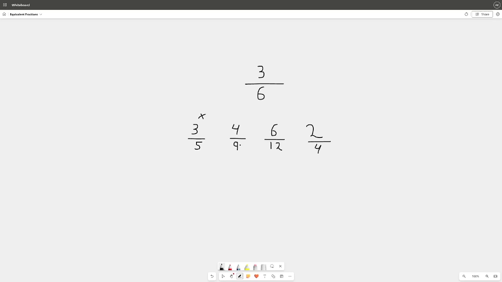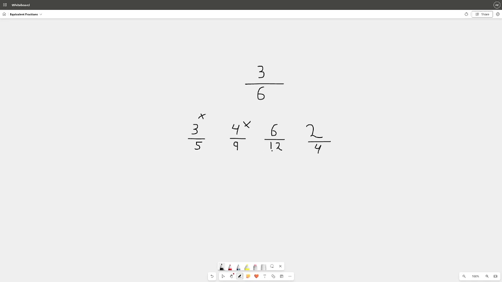The key to proportional equivalent fractions is that they would represent the same type of proportion except with different numbers. In this case, 4 over 9 does not represent 1 half. So that would not be the case.